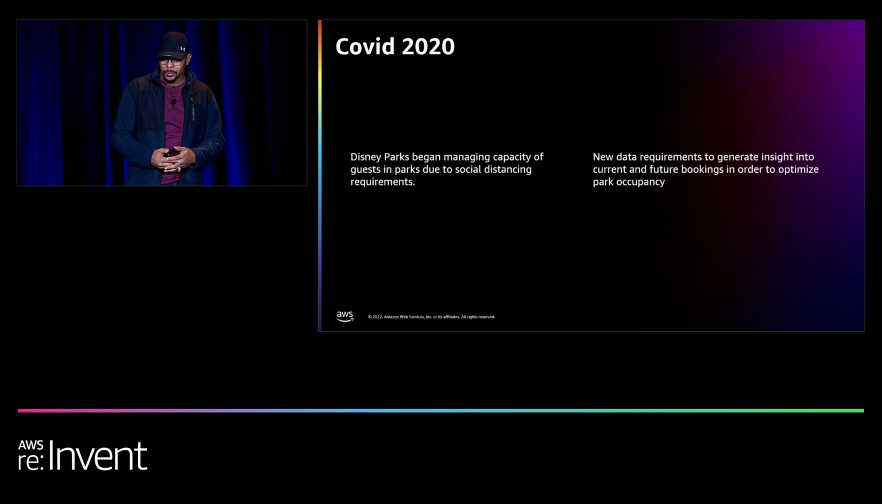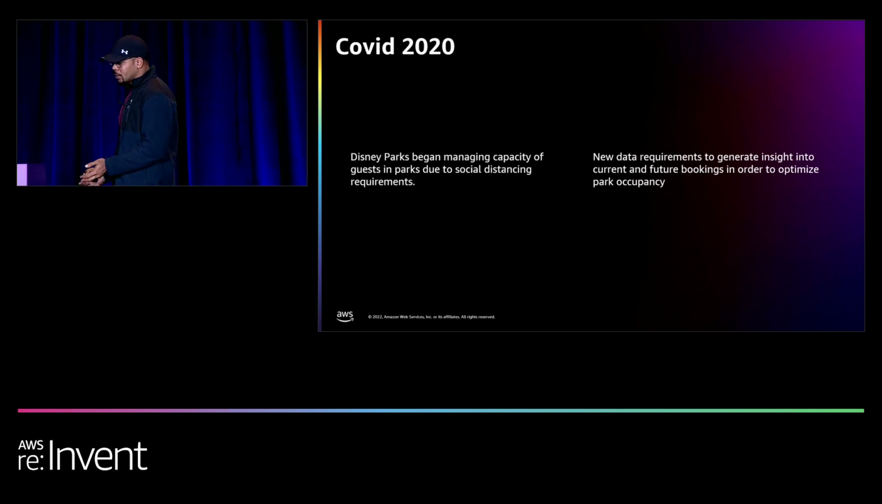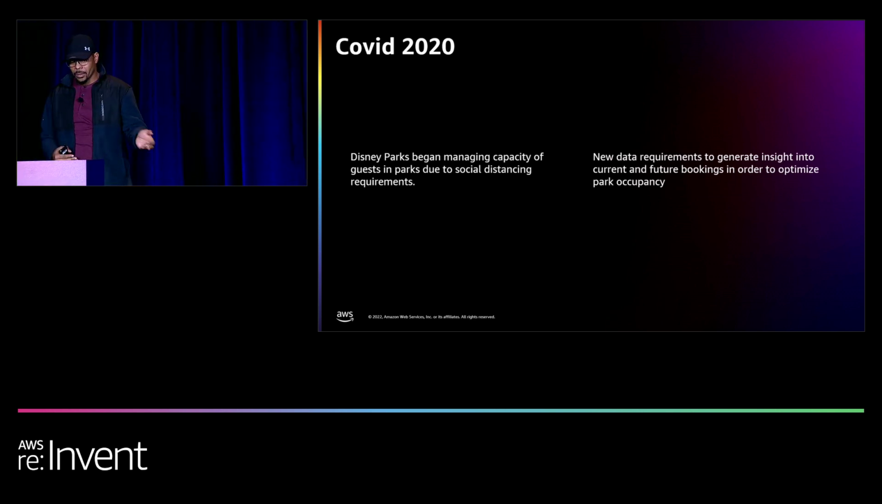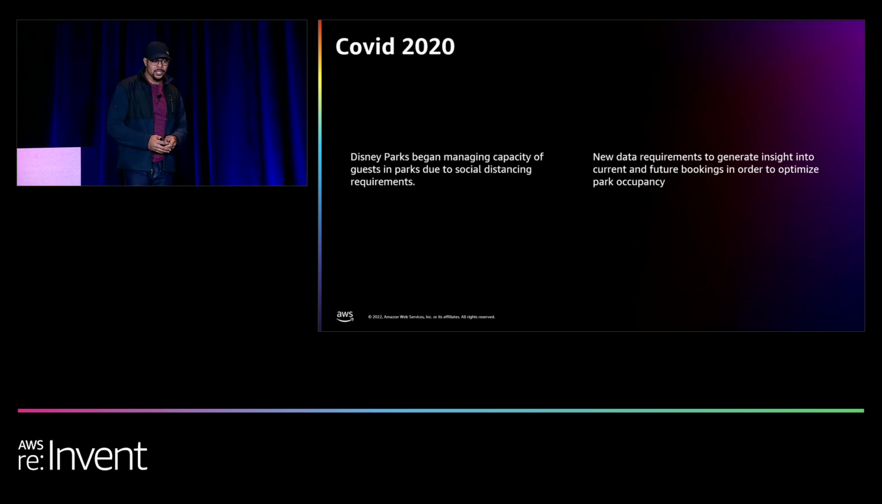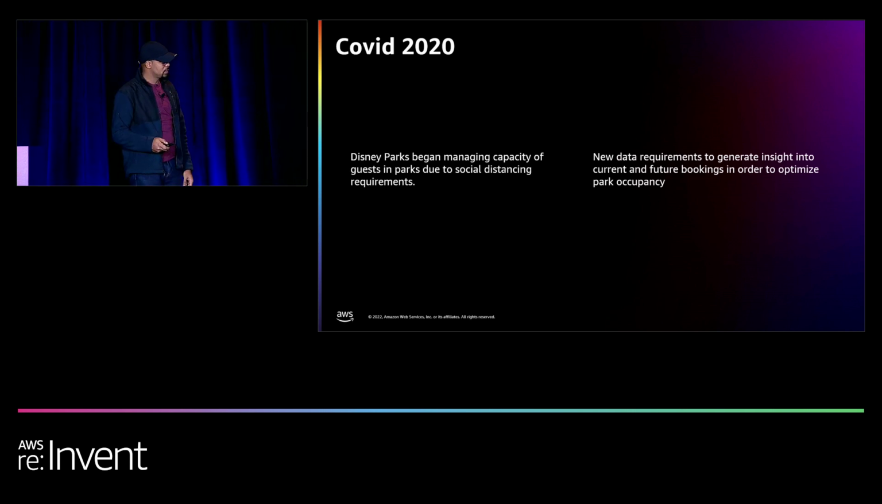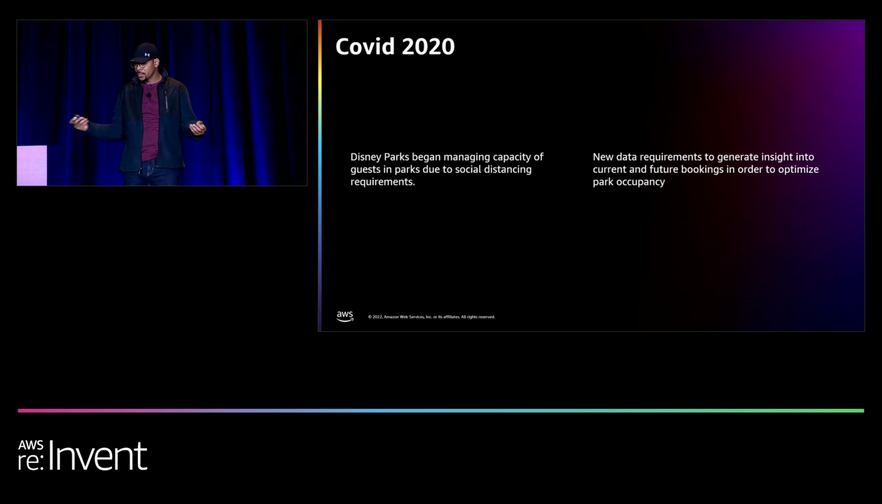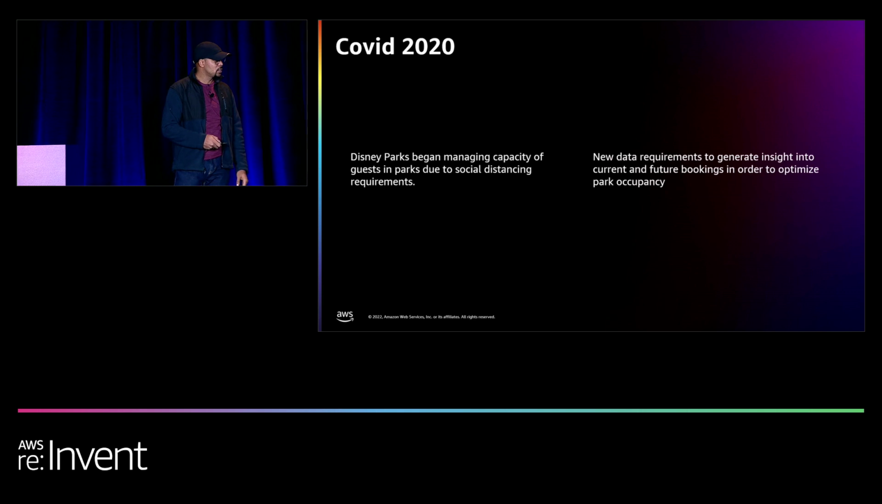We needed to know what our capacity was. Not only that, but were we hitting our mark? So we needed new data sets, we needed new analytical processes in place. So we needed to spin up a new set of jobs, or several different sets of jobs.